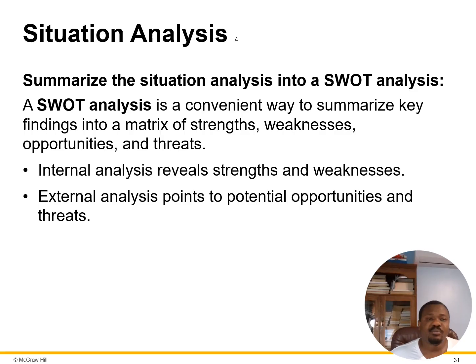Now, in terms of summarizing the situation analysis into the SWOT analysis, which is strengths, weaknesses, opportunities, and threats, we say that a SWOT analysis is a convenient way to summarize key findings into a matrix of strengths, weaknesses, opportunities, and threats. So we look at the internal analysis that reviews the strengths and weaknesses, and then the external analysis that points to opportunities and threats. Internally, we have our strengths and weaknesses. Externally, we have our opportunities and threats. And these must be considered anytime you are doing your marketing analysis.